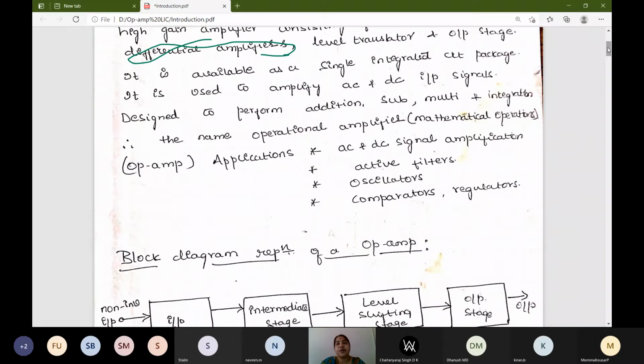And then it can be used as oscillators. Oscillators means going into oscillations. We can make the circuit not only an amplifier, we can make it an oscillator also, so that we can get a waveform like a sine wave. Oscillations we can get from this op amp circuit. It can be used as comparators also, comparing two signals. And it can be used as regulators. Voltage regulators also can be built using this op amp.